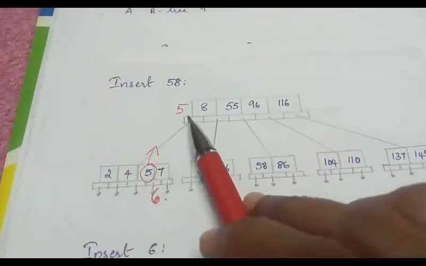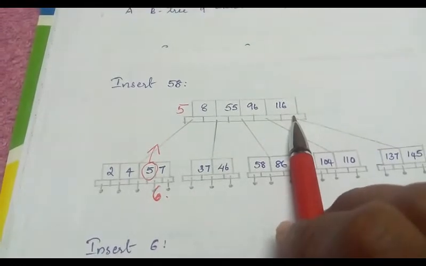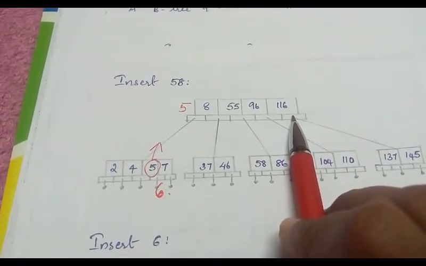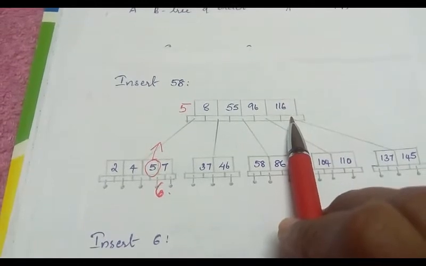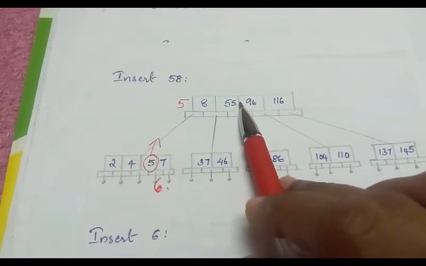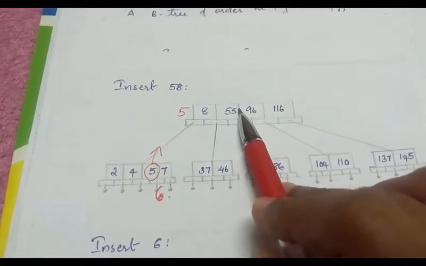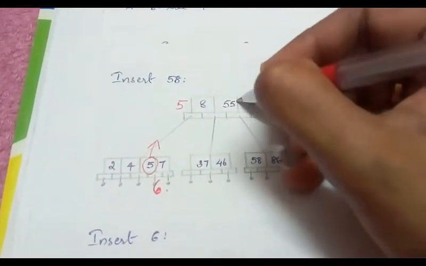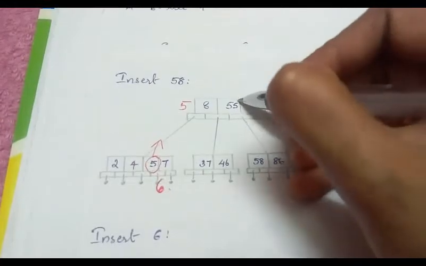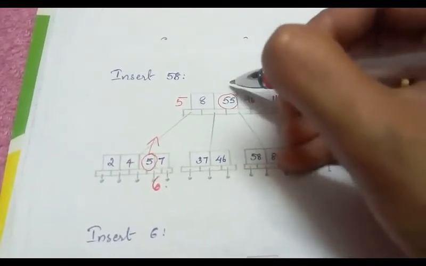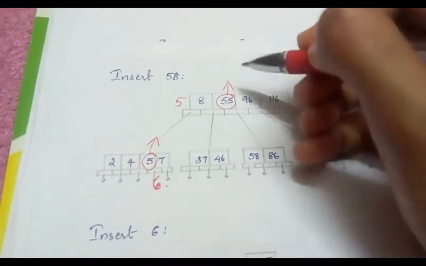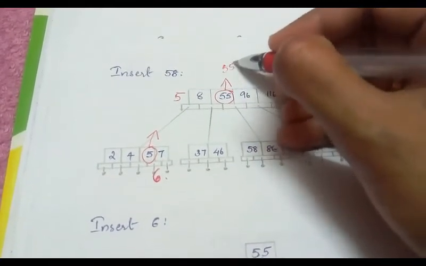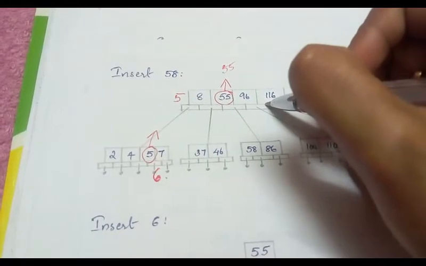Now look at the number of key values in the root node. Here it is 5, which is also not possible. That means we have to lift the middle element up. Select the middle element. Here the middle element is 55. It should be shifted up. That means 55 now becomes the root, and this node now will be split.